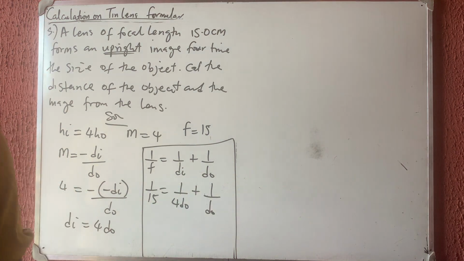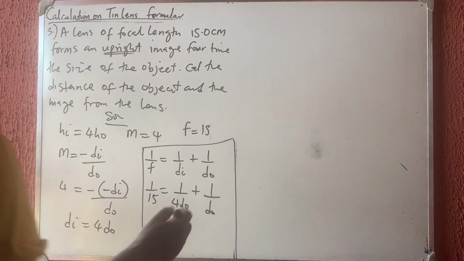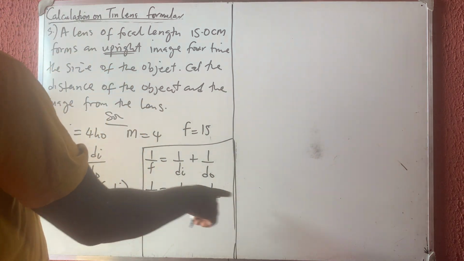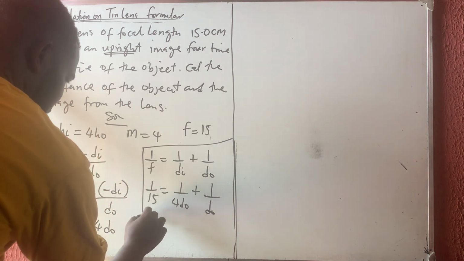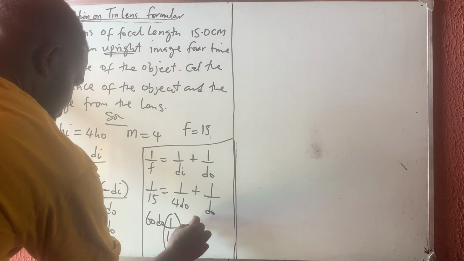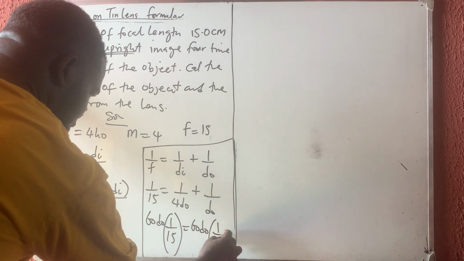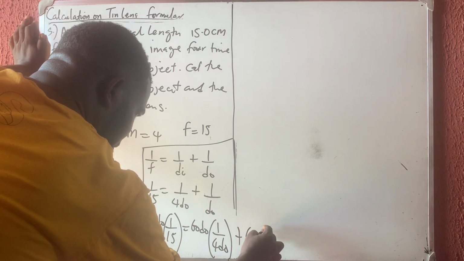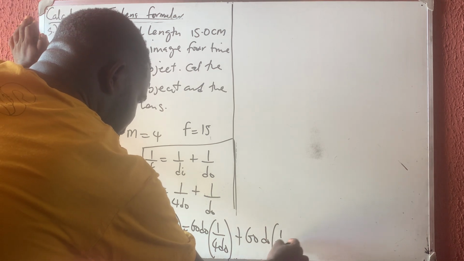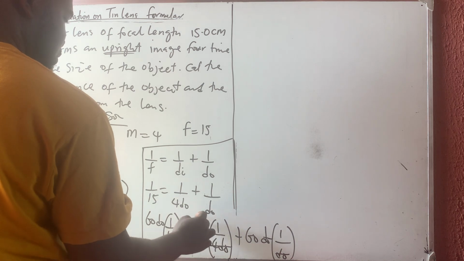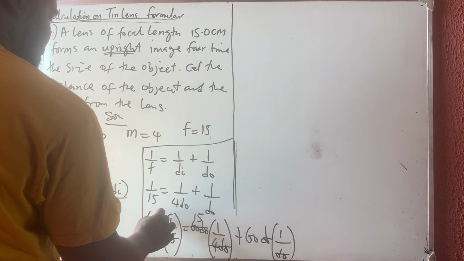So the LCM of everybody is 60. 15 times 4 is 60. So 60 DO. Multiply everybody by 60 DO. So I'll have 60 DO in bracket of 1 over 15 is equal to 60 DO in bracket of 1 over 4 DO, plus 60 DO in bracket of 1 over DO. So DO takes care of DO, 4 DO takes care of 60 DO to have 15 here, 15 takes care of this to have 4.